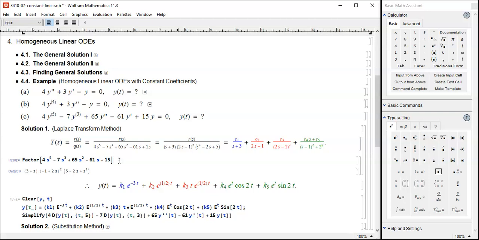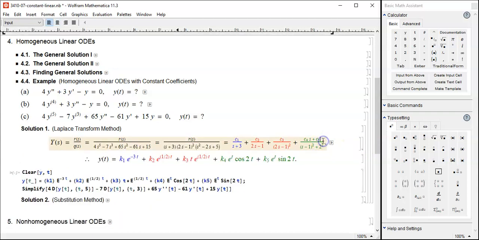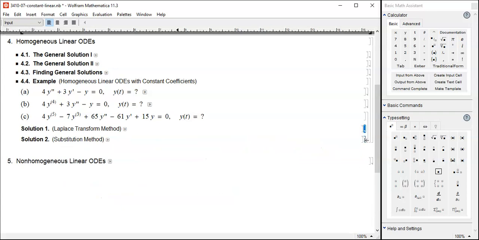Okay, factorization done. So we can use it down here, and then decompose by partial fraction, and then the Laplace inversion. That should be easy. How about the substitution method?